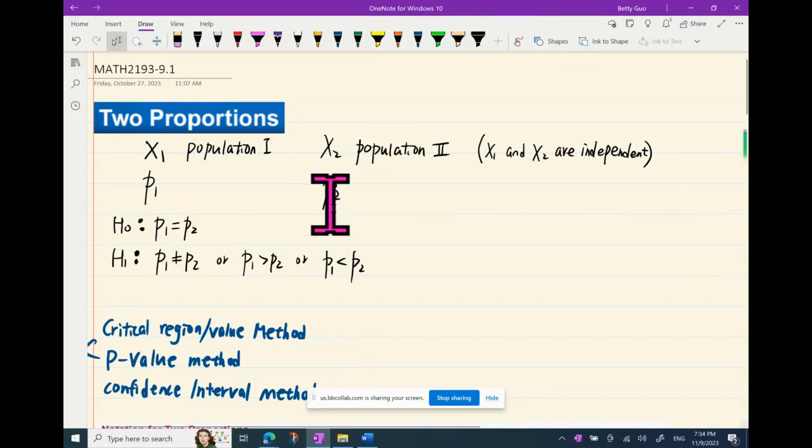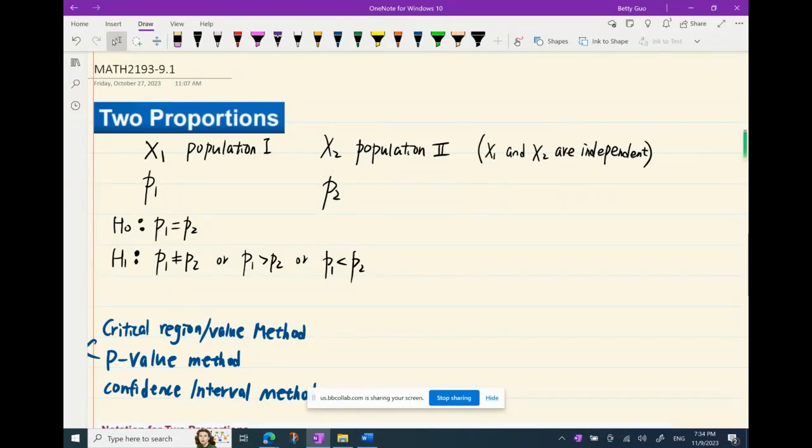I like to use a random variable to represent the population. So here I use capital X sub 1 to represent population 1 and capital X sub 2 to represent population 2. And we assume the 2 populations are independent. If the 2 populations are independent, then the samples from the first population and the samples from the second population should be independent as well. You see what I'm talking about?